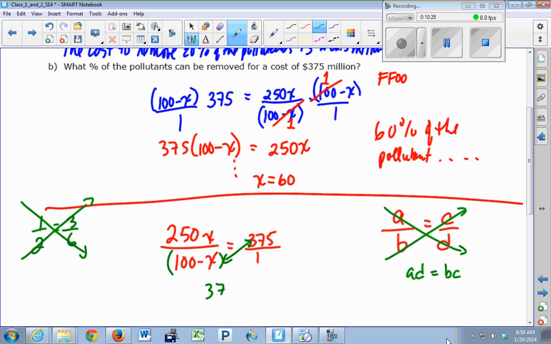375 times that is equal to, well, because you have the denominator there, it's just going to equal your 250x. That's another way to do it.